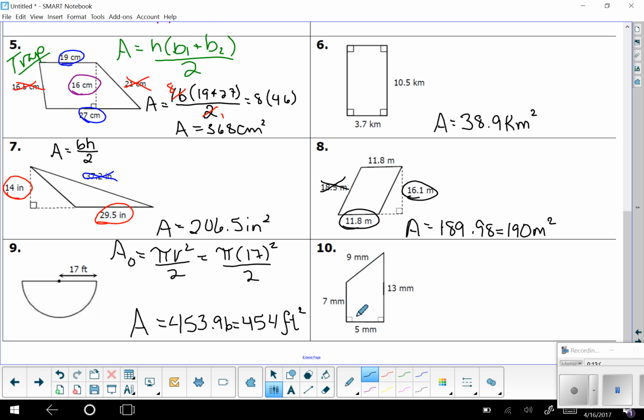That's a trapezoid. Okay, that's a trapezoid. So we're really looking at this, and that. Ends up giving us an area of 50 millimeters squared.